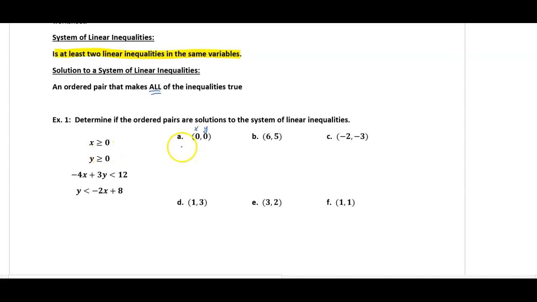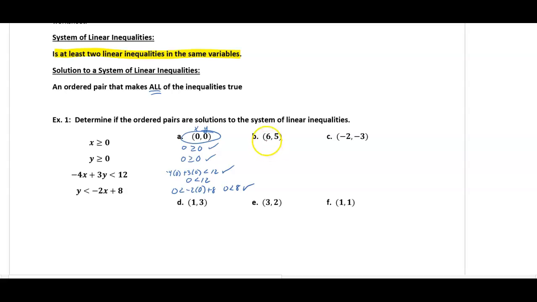So the first one, if I plug 0 in for x, is 0 greater than or equal to 0? That checks off. Is 0 greater than or equal to 0? That checks off. Now this one here, negative 4 times 0 plus 3 times 0, is that going to be less than 12? This is going to give you 0. Is 0 less than 12? That checks off. How about the last one? Is 0 less than negative 2 times 0 plus 8? Is 0 less than 8? That checks off. This ordered pair makes all four inequalities true. Therefore, it is a solution.